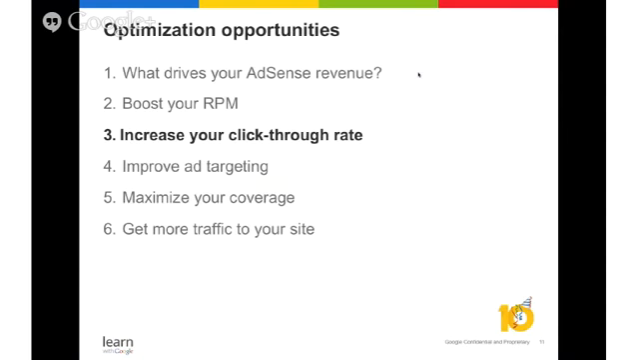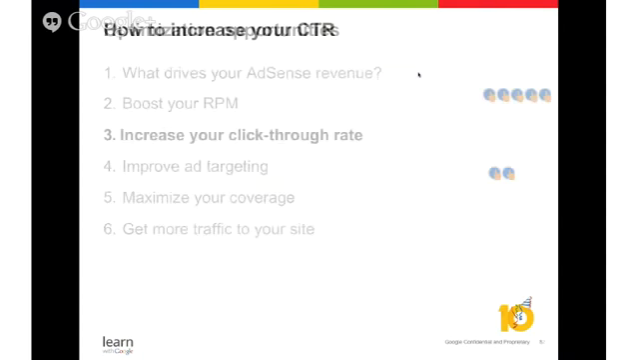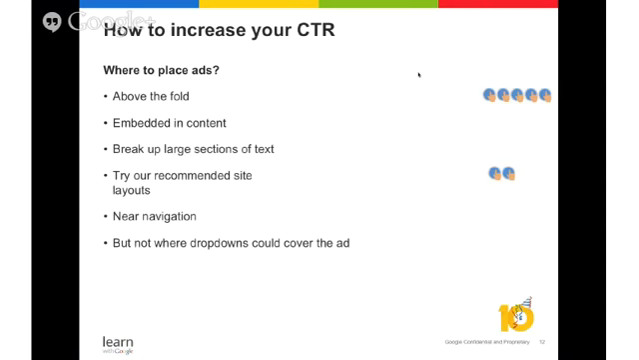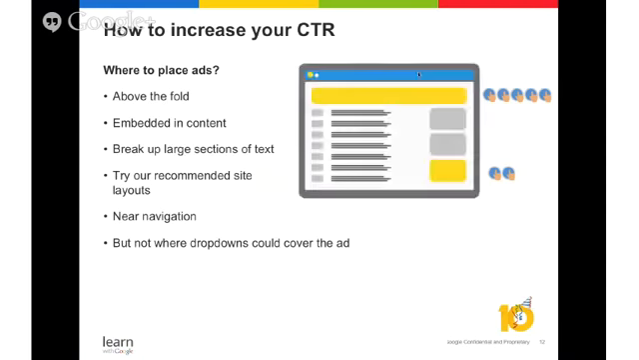Okay, so now that we've talked about what drives AdSense revenue and how to boost your RPM, we're going to think about the other component that drives your revenue, and that's your click-through rate. I started touching on some of this when thinking about where to place the different ads, so we're going to go back to that topic and think about where the click attention of the user is. And this applies to impressions as well.